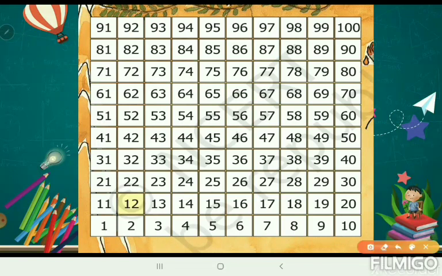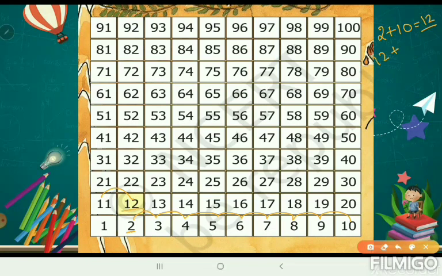Now suppose the question says you have 2 and you have to add 10 to this. Find the answer. So here is 2 in the hundreds chart. When you have to add 10, it means you are going 10 steps forward. So let's start. 1, 2, 3, 4, 5, 6, 7, 8, 9 and 10. So we reached 12. Our answer is 12.